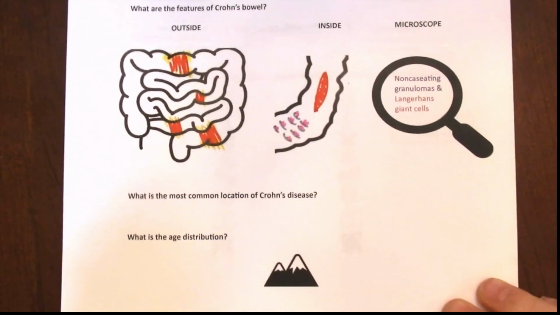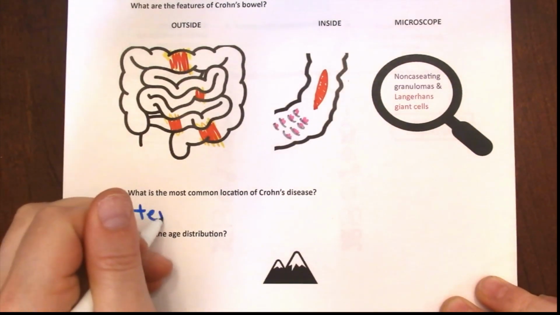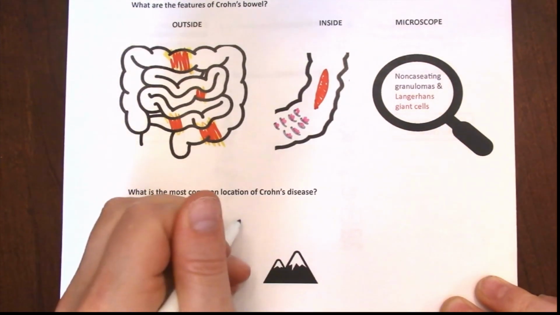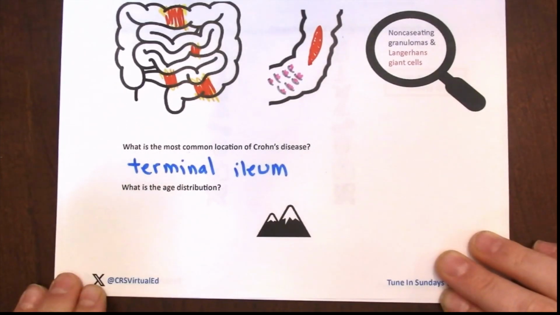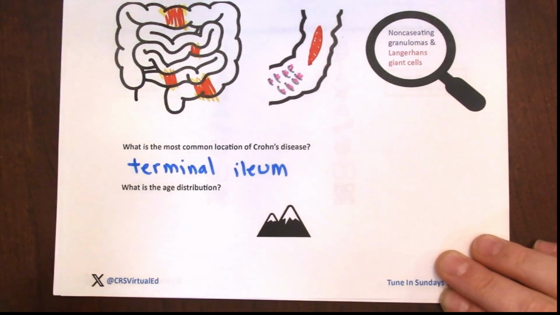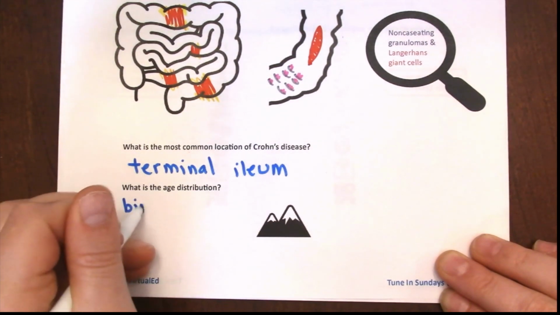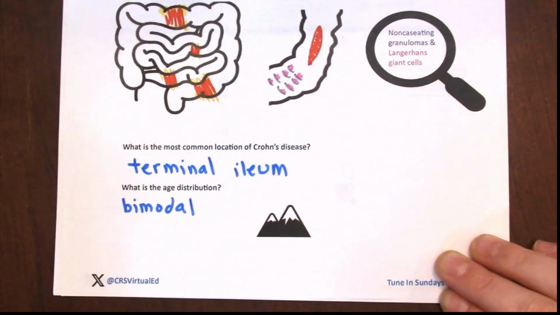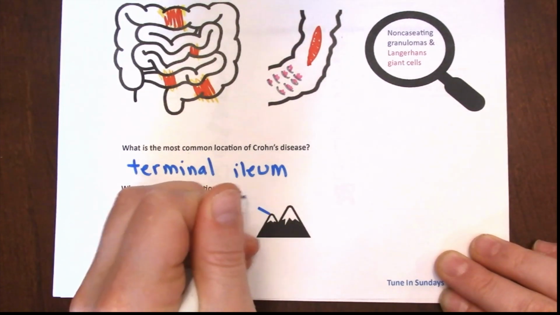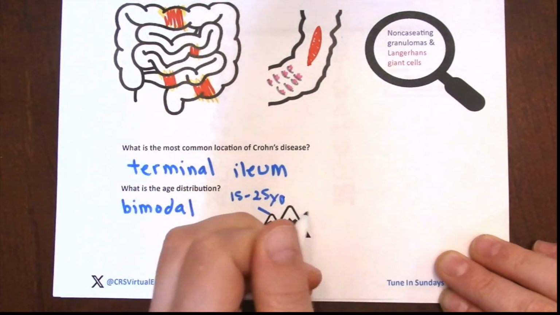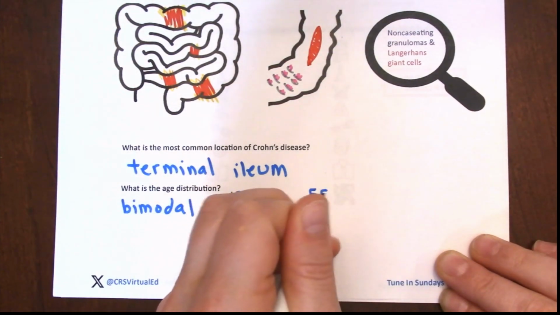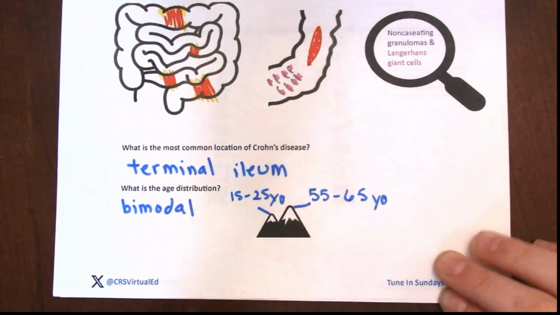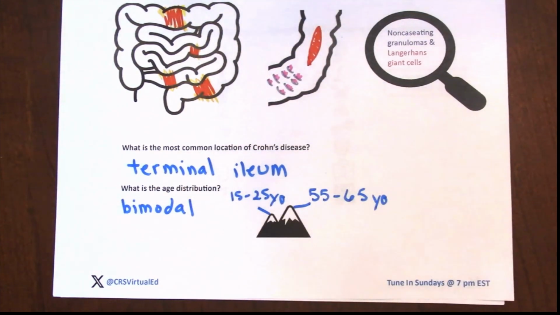And great, what's the most common location of Crohn's disease? That would be the terminal ileum. And what is the typical age distribution of patients with Crohn's disease? It's usually bimodal. So young patients, 15 to 25 years old, and then older patients, usually 55 to 65 years old.